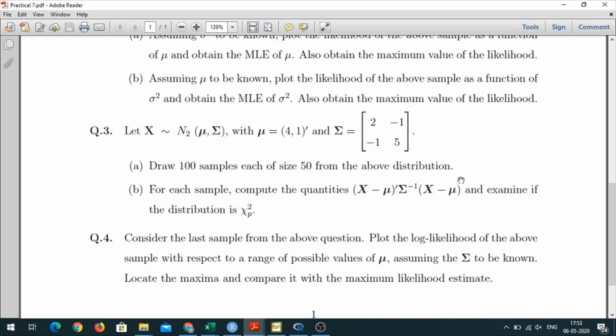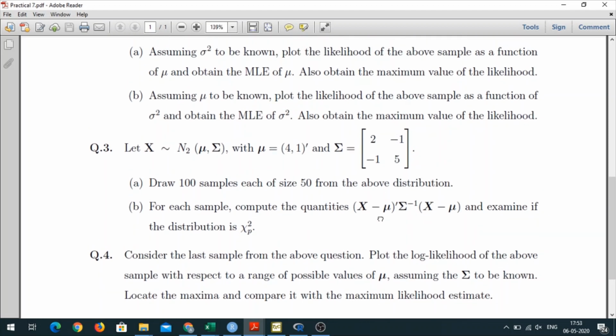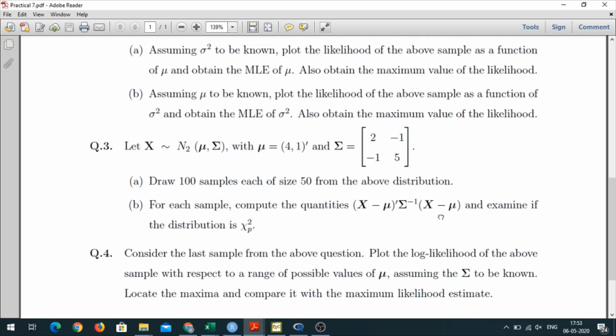In question 3, we are going to use the property related to the quadratic form of the multivariate normal. If you remember, we have proved that (x minus mu)' sigma inverse (x minus mu) follows chi-square with p degrees of freedom. So we are going to verify that. For that, first we have to draw 100 samples, each of size 50, from the above distribution. When I draw one sample, I will get 50 values corresponding to this quadratic form. Why? Because my sample size is 50. So corresponding to each observation, I would get one value. So overall, I would have 50 values.